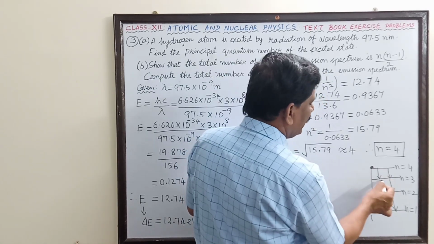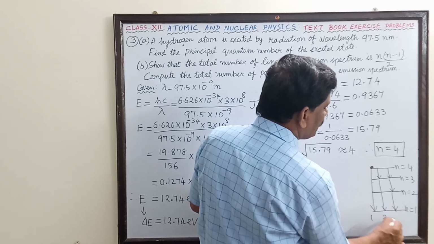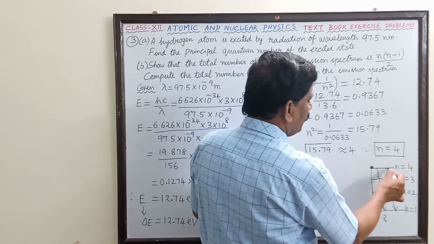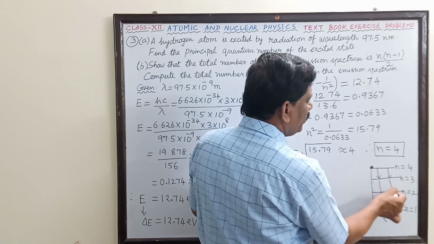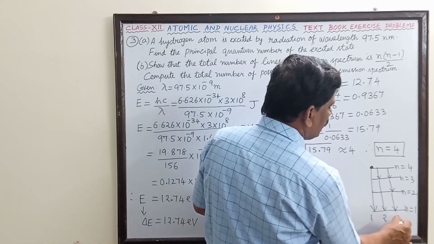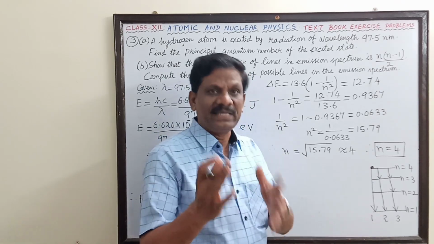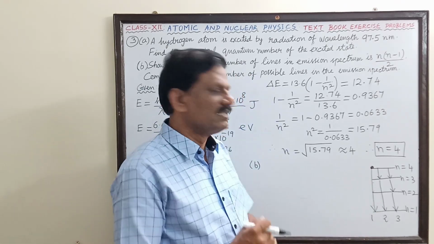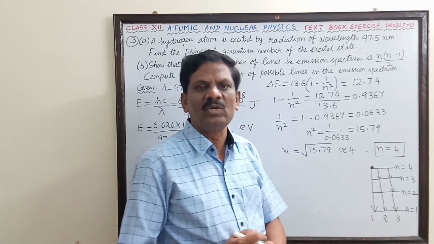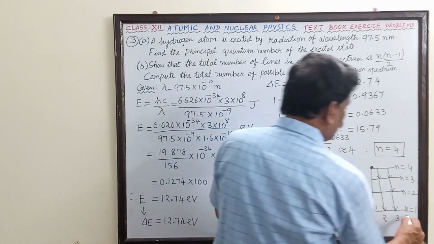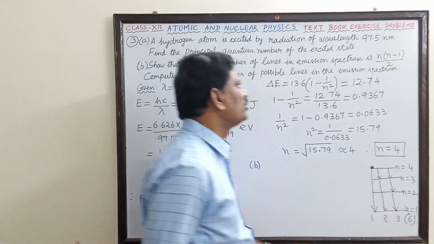Now, direct transition from 4 to 1, this is one possibility. Then 4 to 3, 3 to 1, here two possibilities. Okay, and 4 to 3, 3 to 2, then 3 to 1, here three possibilities. So the maximum number of lines available during these possible transitions is 1 plus 2 plus 3 is equal to what? Total 6. So total 6 possible transitions.